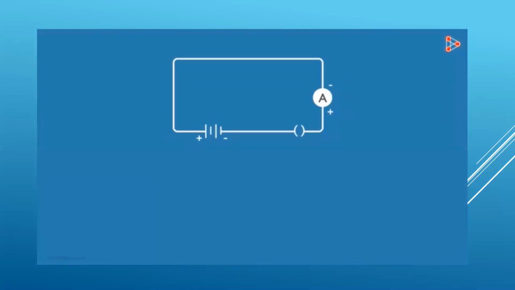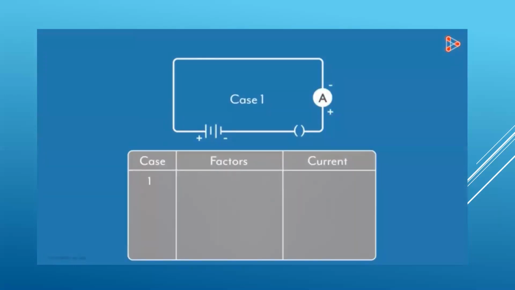Let's do a small activity to understand this. Take a small electric circuit like this one, which has a plug key, a power source, and an ammeter. In the first case, connect a nichrome wire between these 2 points. Let the length of this nichrome wire be a lowercase l. Now plug the key and measure the reading in the ammeter.